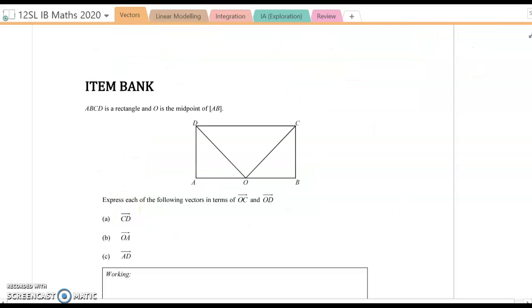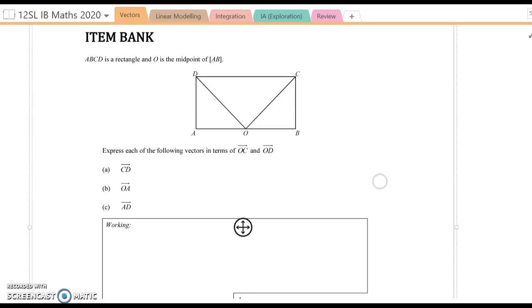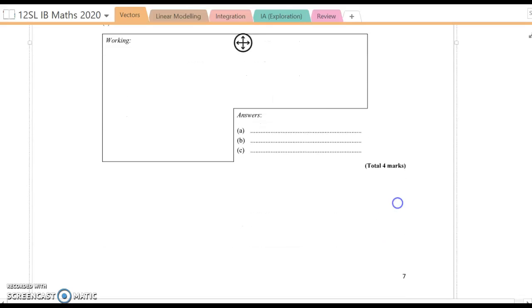So this next item bank question I've asked everyone to complete for homework. You can check the solutions on the OneNote. It is a really good question for you to do, and yes, you are allowed to have half vectors as a little hint.